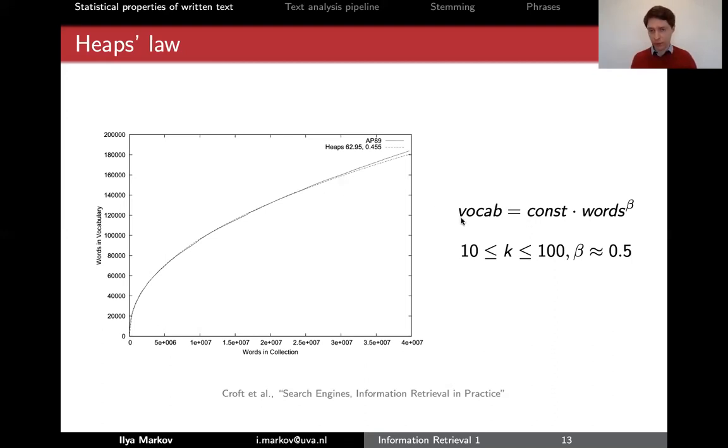The law says the vocabulary size, the number of unique words, equals a constant K times the number of all the words to the power of a certain constant beta. For English, I don't remember what K is in general, but here you can see that K is 62.95 for this particular collection, and beta is 0.455. So beta is usually around 0.5, and K varies quite a lot. K is this constant here. So these two laws, you just need to know that a text follows these laws, and that may be important in very many different applications.